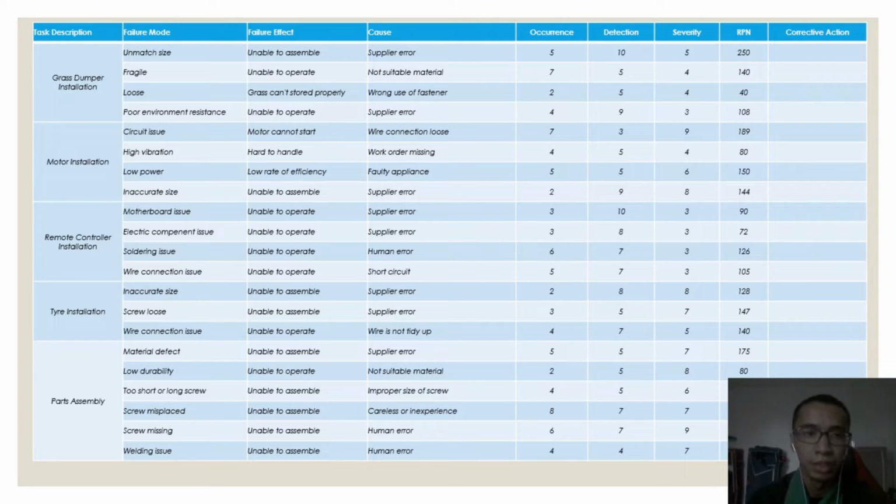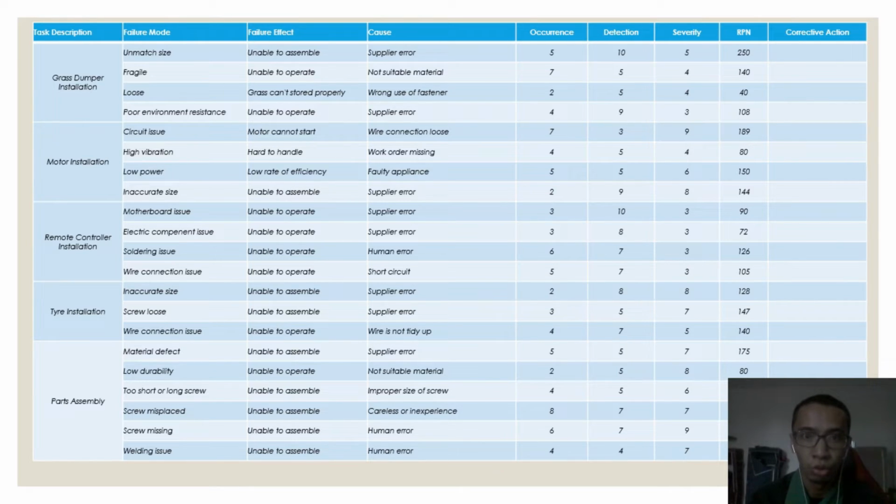Okay. Based on the FMA table that we have created, there are 5 task descriptions. The first task is the grass dumper installation, which has 4 failure modes, which are unmatched size, fragile, loose, and poor environment resistance. After that, the task description is motor installation. There are 4 failure modes, which are circuit issue, high vibration, low power, and inaccurate size.